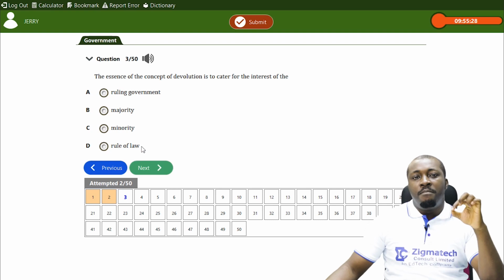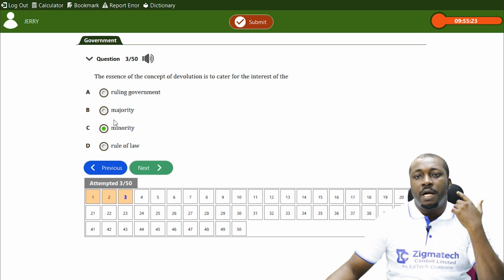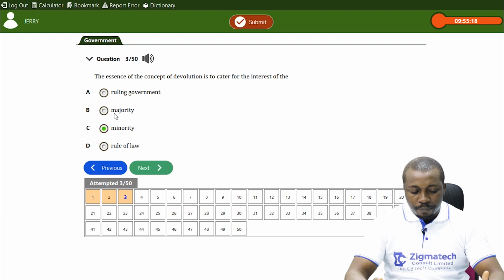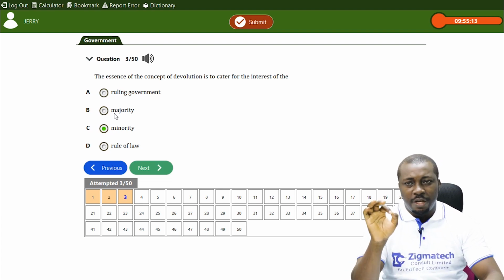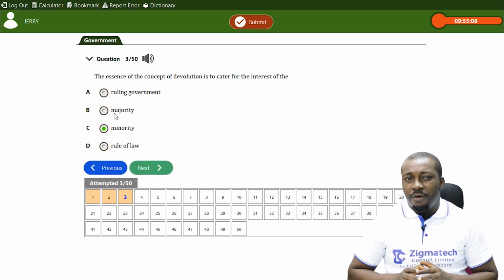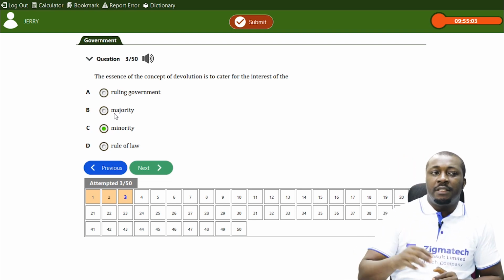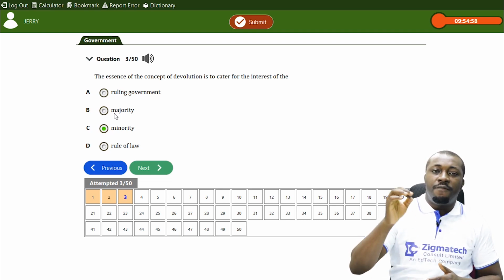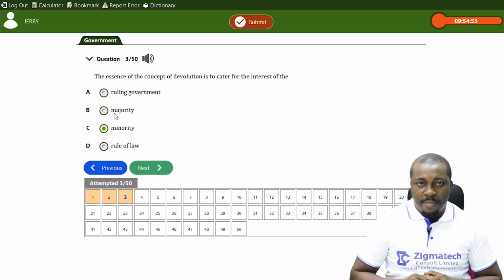Actually, it caters more for the interest of the minority, which is the reason being we can't go for majority because we can't be talking about the major ethnic group. They want minority interests. When you devolve power, you allow people to manage the affairs of their society in their own peculiar way. You are taking care of diversity, and when you take care of diversity, you are invariably taking care of reducing fear of domination of the minority, and you're taking care of the minority.